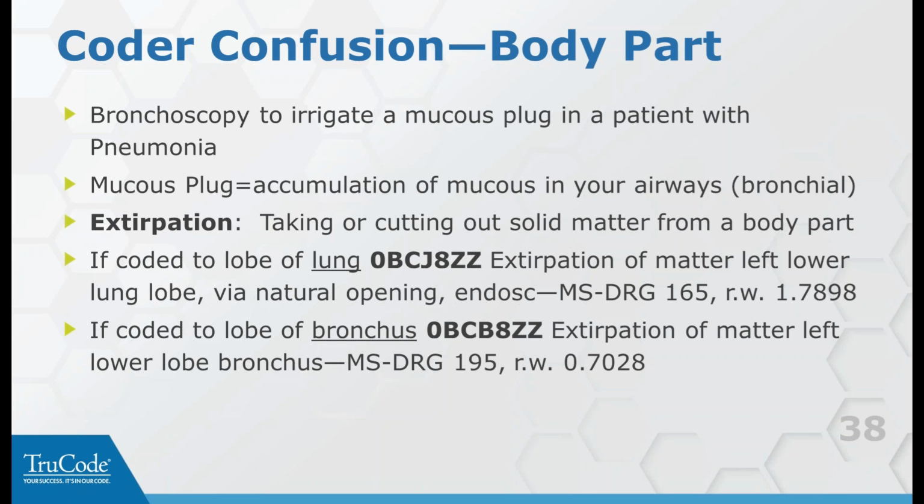0.7028. So it's going to be really important that if you absolutely cannot tell, obviously anatomy is important, but I think there are 5 lobes of the lung and I think 4 of the bronchus, and it's just really difficult sometimes based on the documentation. So important that you get the doctor to clarify that for you before you code it if you can't tell which one of those was involved.